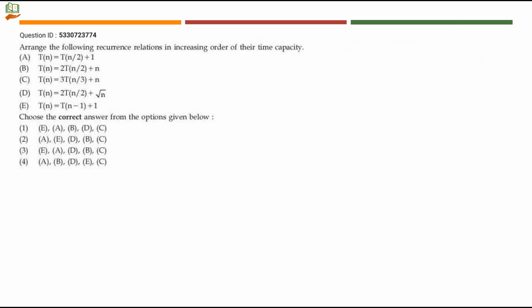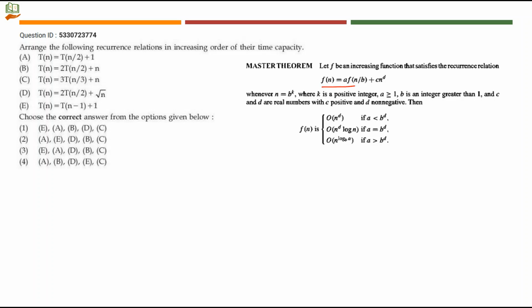Next question. Arrange the following recurrence relations in increasing order of their time complexity. So the relation is given, we have to compute the complexity, only then we will be able to arrange it in ascending order. To solve this problem, we are taking the help of Master's theorem. F of n is given in this form, and based on that they have given some time complexities.